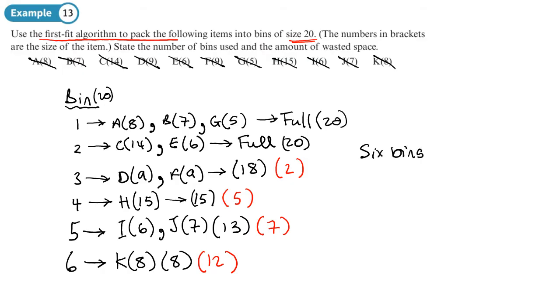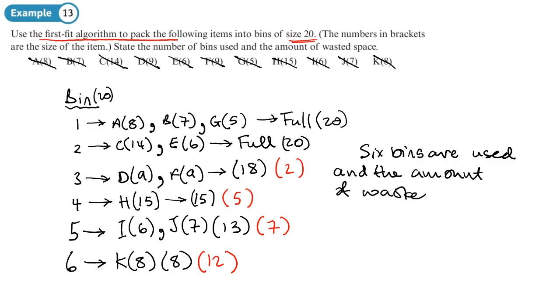6 bins are used, and the amount of wasted space is going to be those numbers added up together. So that'll be 2 plus 5 plus 7, that's 14, plus another 12, so that's going to be 26. Now it doesn't say what those are, meters or anything like that, so we'll just put 26 units. Yeah, because we don't know what those units are.